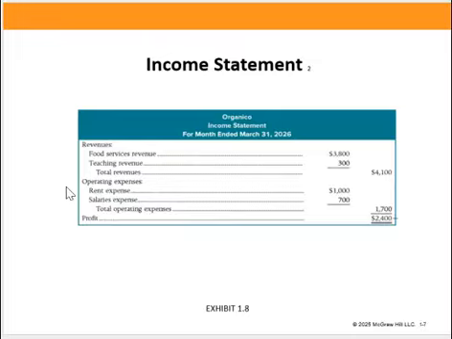We have rent expense and salary expense. So the total operating expenses are $1,700. The total revenue is $4,100. So $4,100 minus $1,700 gives you a profit of $2,400.